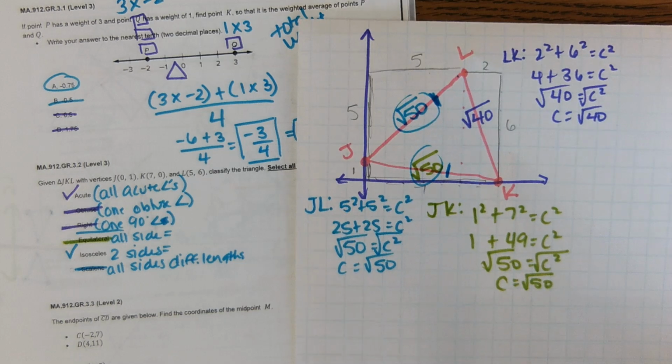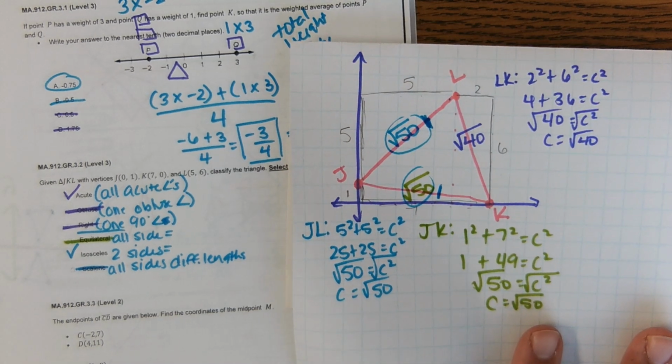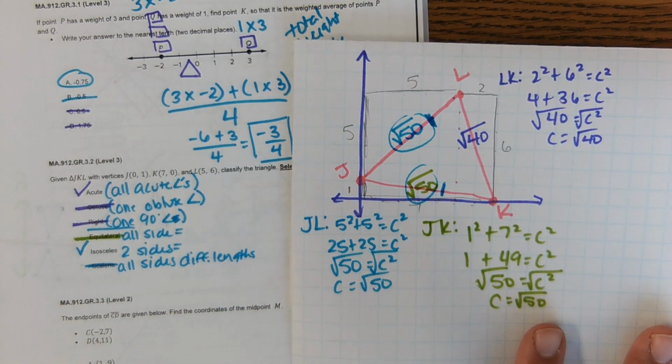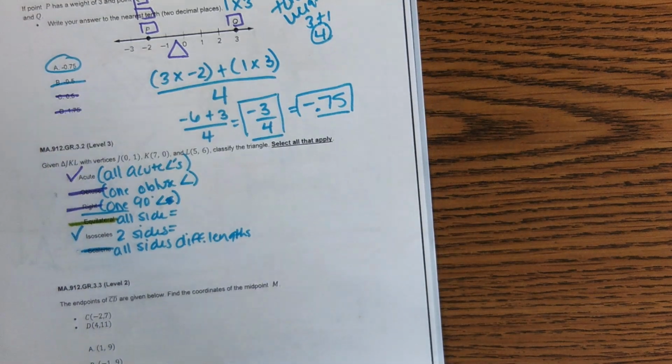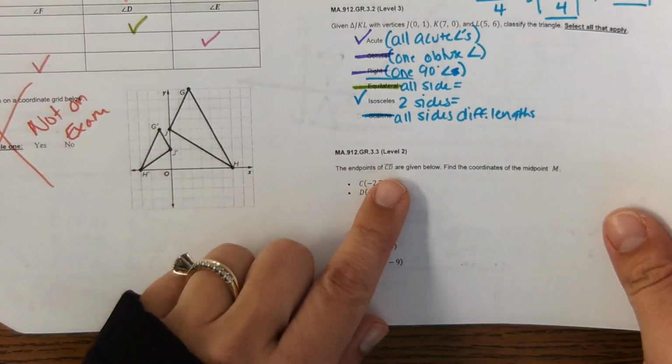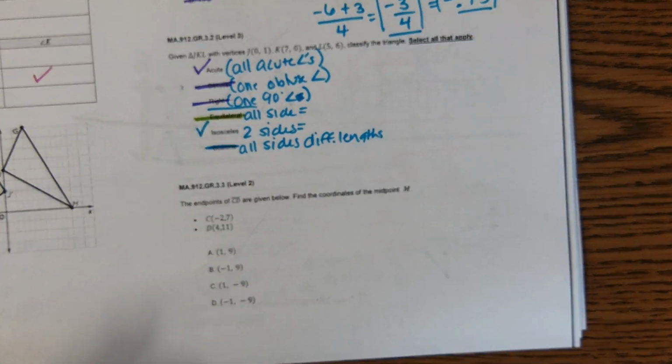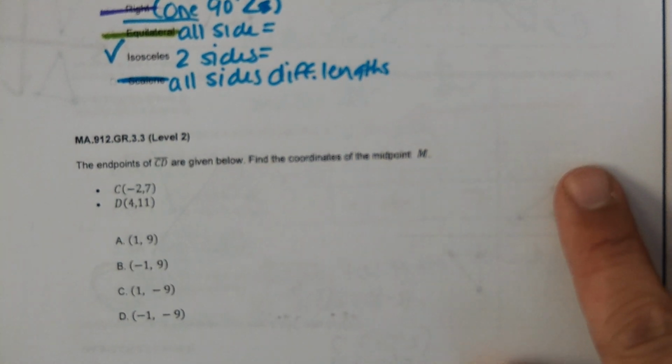Okay, next. Ready for the next one? Thanks. Okay. The next one here, this is a level 2, so it gets a little bit easier. I'm going to zoom in as well. Zoomed out with the graph.